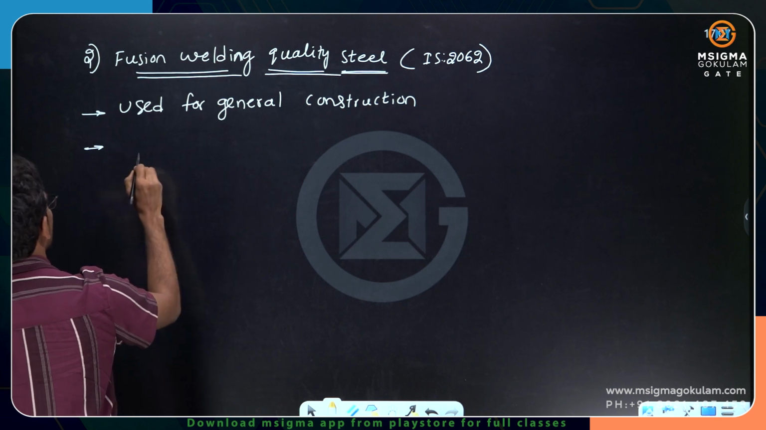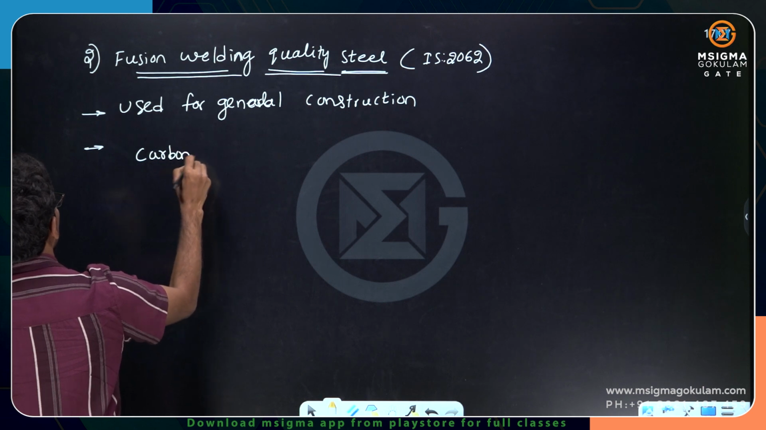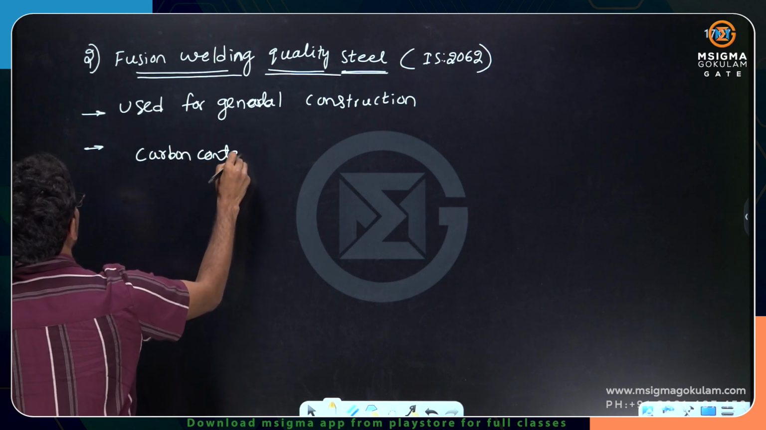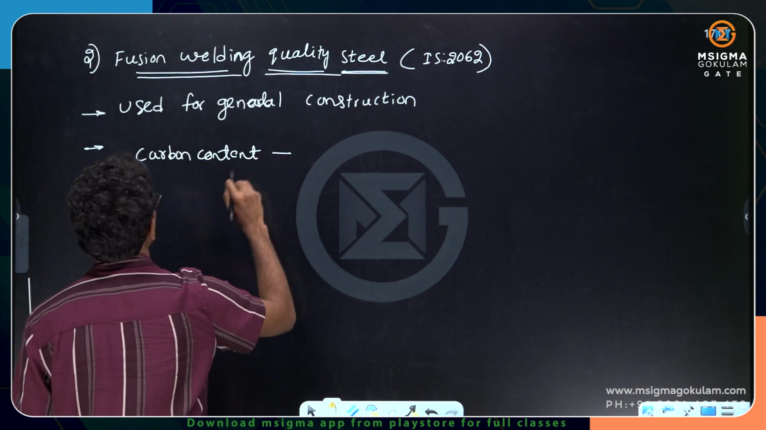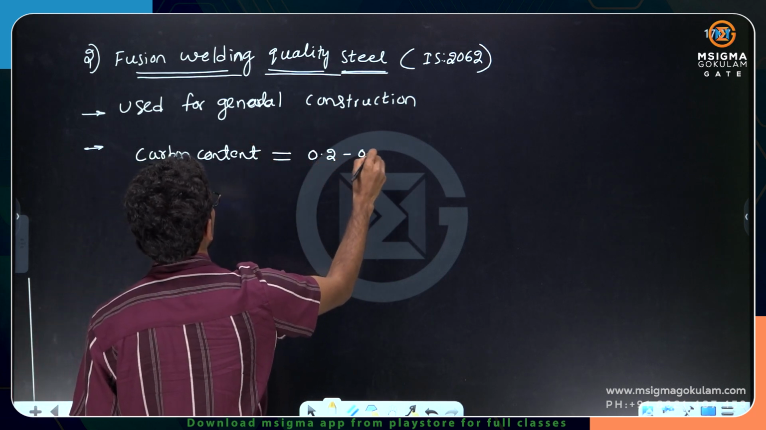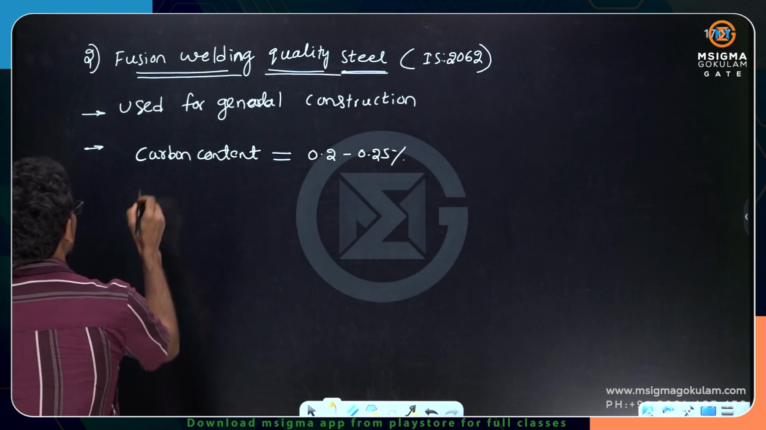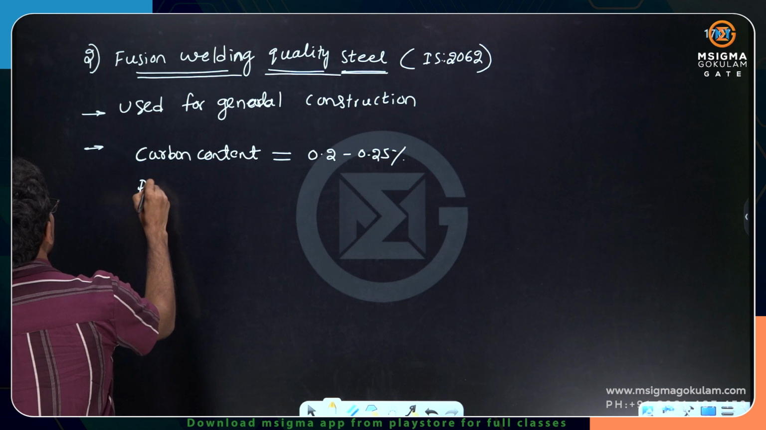And how to designate this? Fusion welding quality steel, if you want to manufacture it, also has carbon content. The carbon content used for manufacturing this particular steel, fusion welding quality steel, typically ranges from 0.2 to 0.25%. It's almost the same as standard quality steel. Then percentage elongation.